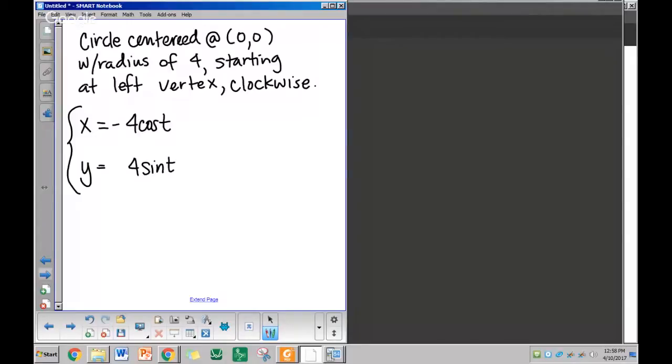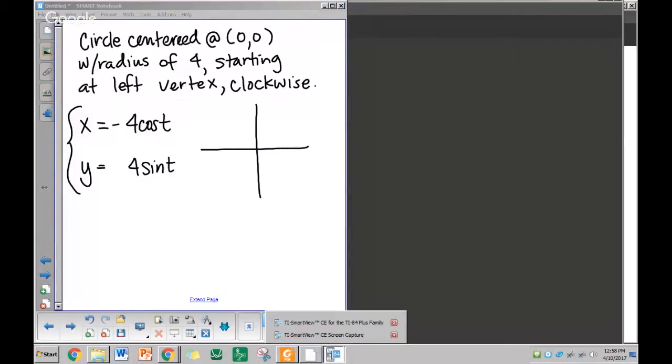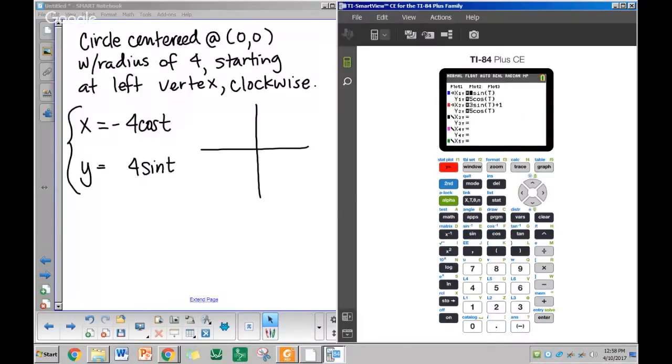Now, that's a lot to memorize, but let's see if we're right. What happens here? If we go to our graph on our calculator, y equals, and I'm going to clear everything. And we're going to put in negative 4 cosine of t, and then 4 sine of t. Let's see if we're right. Are we? Everybody watched what happened? That's good.